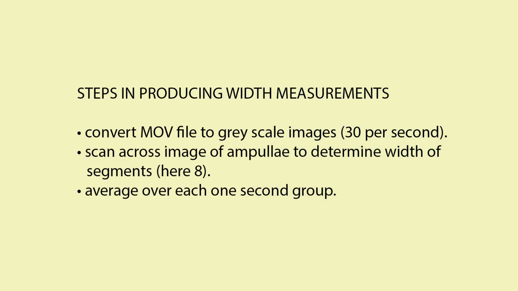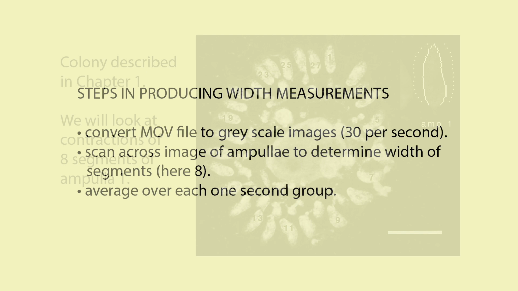A review of the steps needed to produce these plots of contractions. 1. Convert the video file to a set of individual images. 2. Use a plugin for the application NIH Image to measure the width of the ampulla in each image. 3. Average over groups of 30 images corresponding to seconds.